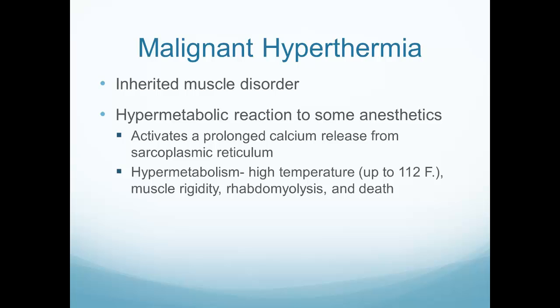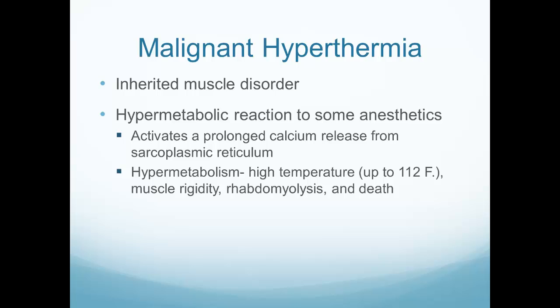That's why the anesthesiologist is going to ask you about your previous history and any family history of surgeries, just so they can tell whether or not you might have this inherited muscle disorder. If the patient does have a history of this in the family, then they're going to use a different kind of anesthetic to do the surgery, rather than the ones they typically use.